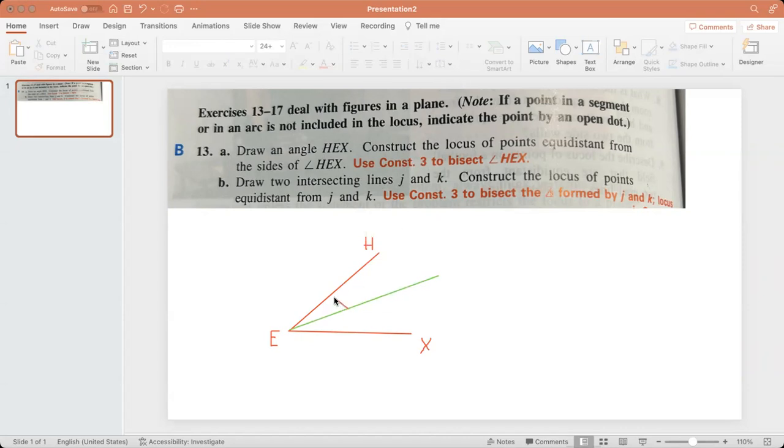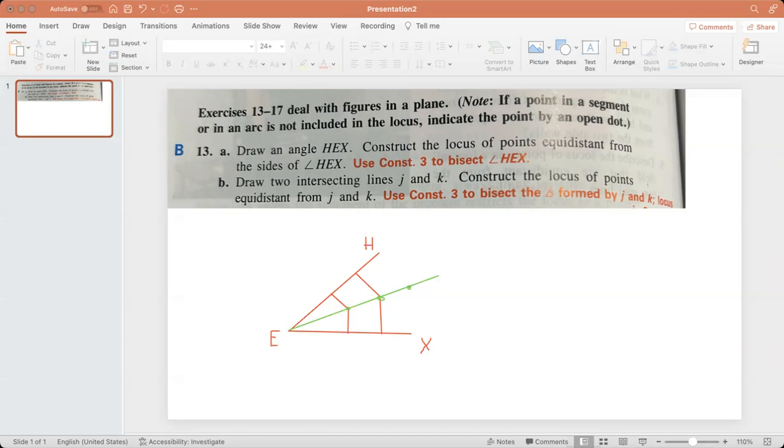Remember, distances are measured perpendicularly. It's the same distance away from both sides. And that goes for any place along the green line right there. So if you are a point along that green portion, this point right here, this point right here, or even this point right here, any point along, you're the same distance away from both sides. So the final answer would just be that green line right there, the angle bisector. So that's the part for A.